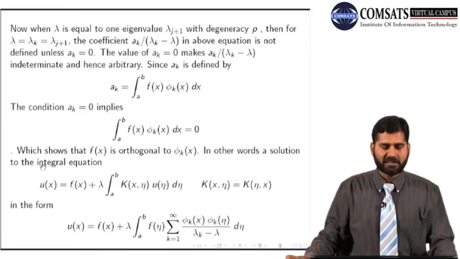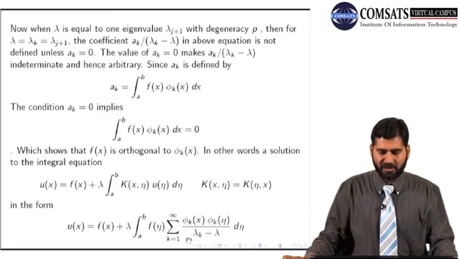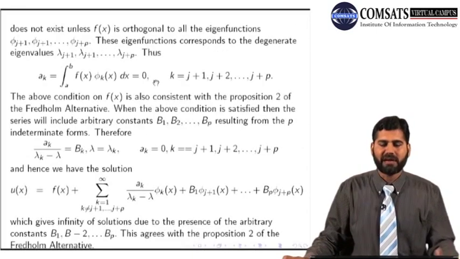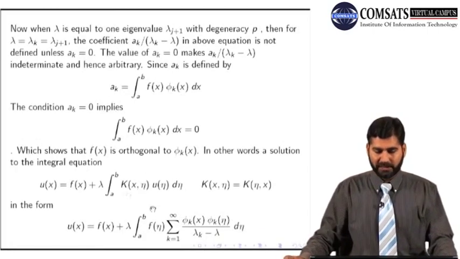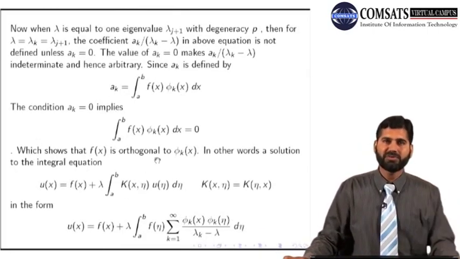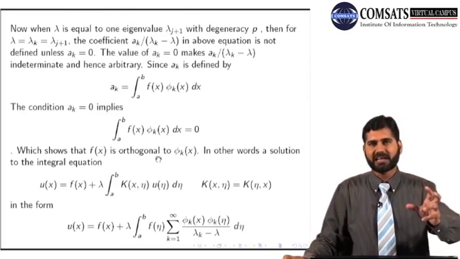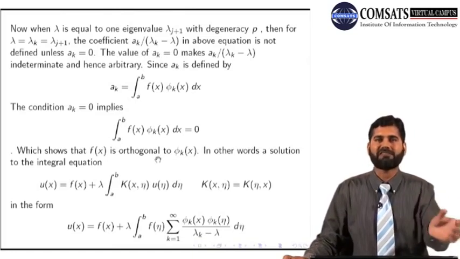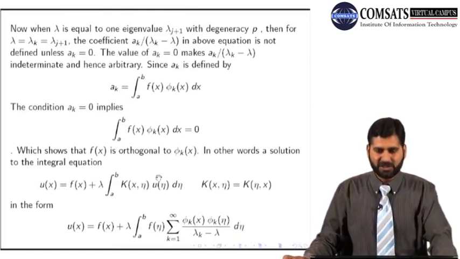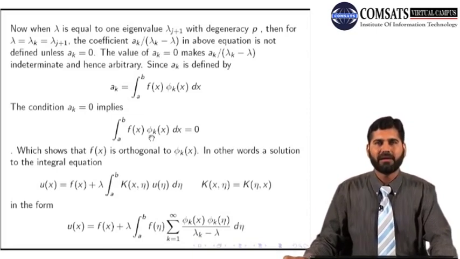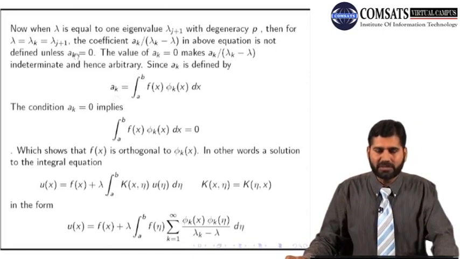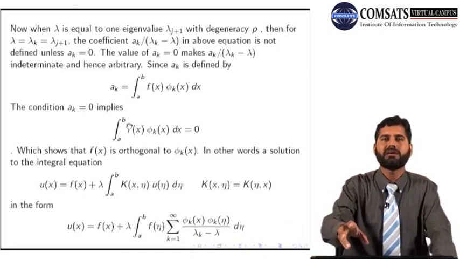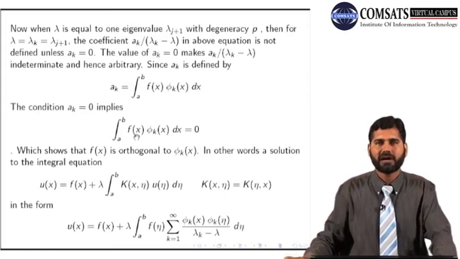In other words, a solution to the integral equation in this form exists if and only if f(x) is orthogonal to the eigenfunctions. Again, this is proposition 2 of the Fredholm alternative, which stated that a non-homogeneous integral equation will have a solution if and only if f(x) is orthogonal to your eigenfunctions. So here again we are getting the same condition, that if lambda is equal to the eigenvalue, then f(x) has to be orthogonal to your eigenfunction.